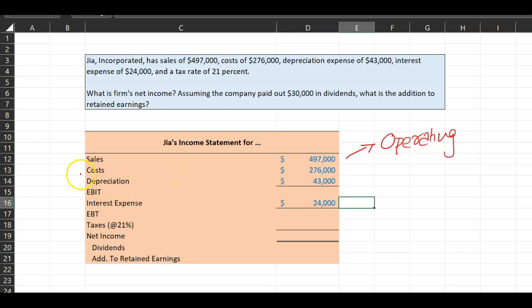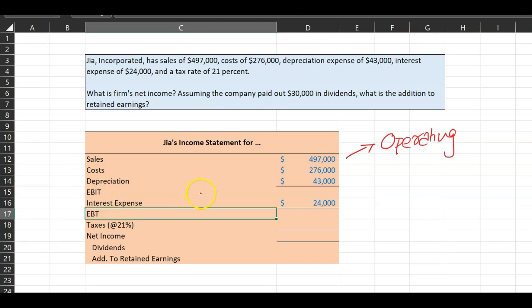Now, once you subtract these operating costs from sales, you get something called EBIT, which is short for earnings before interest and taxes. Sometimes this is also referred to as a firm's operating income. And you can probably see why, because it is the income that is being generated from a firm's operations net of its operating costs. From this number, you subtract interest expense. Now, interest expense is a special kind of expense. We refer to this as a financing expense.